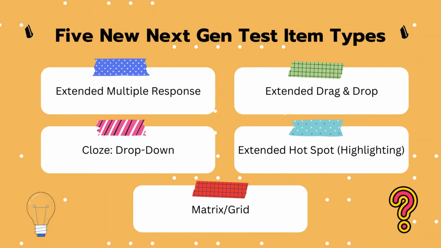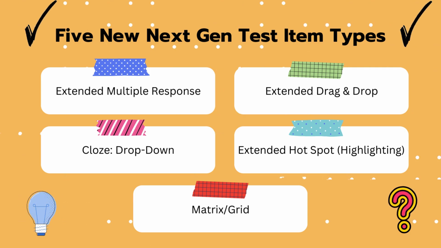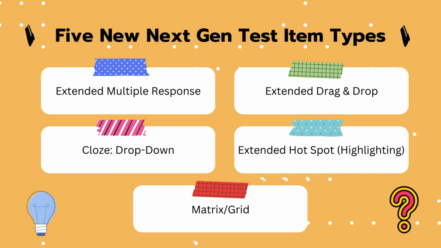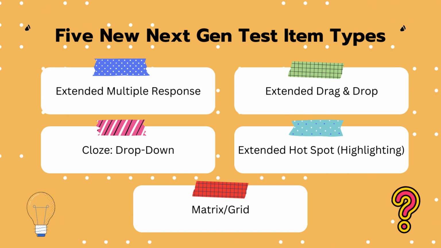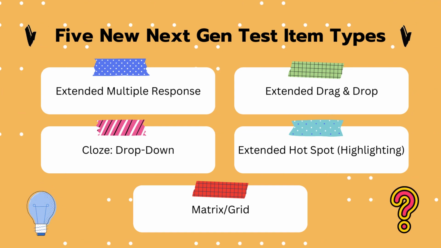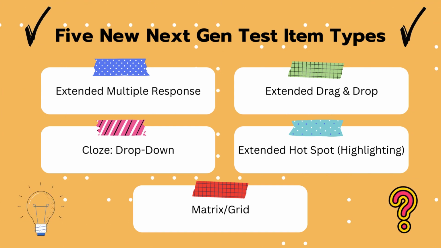So there are 5 new test item types. There's the extended multiple response, the extended drag and drop, the cloze or the drop down, enhanced hotspot or highlighting, and matrix grid.